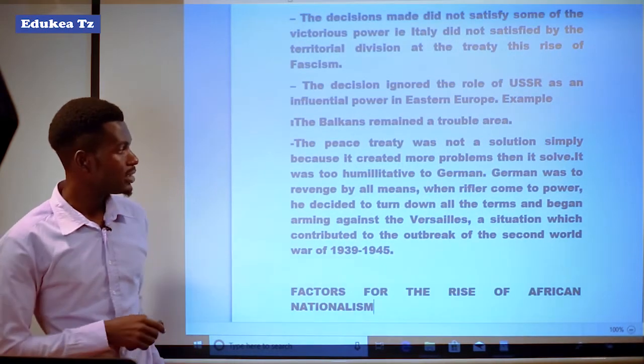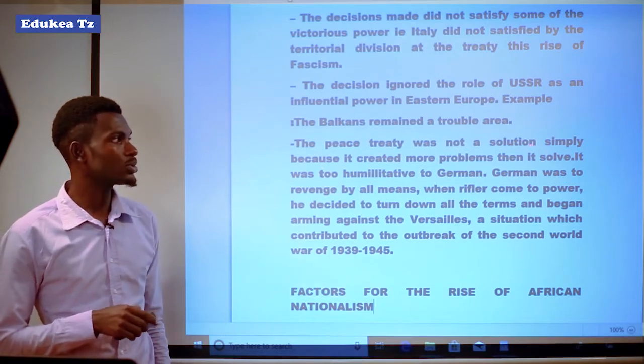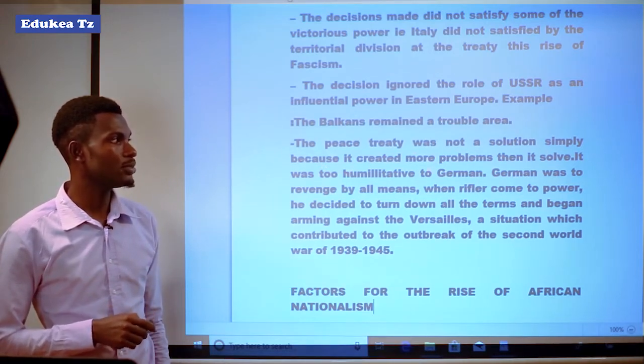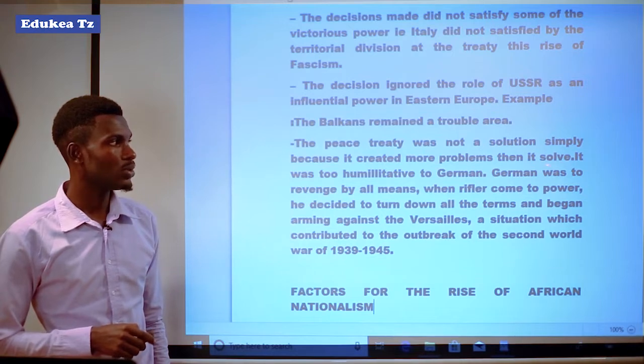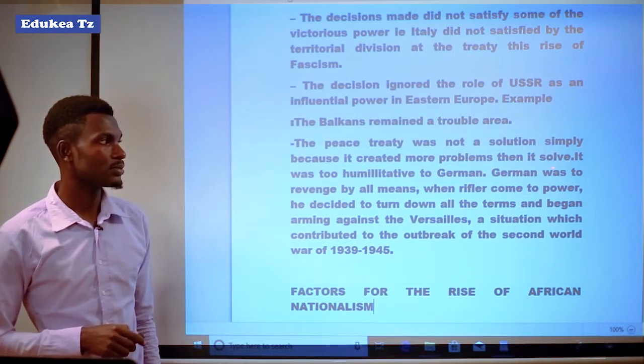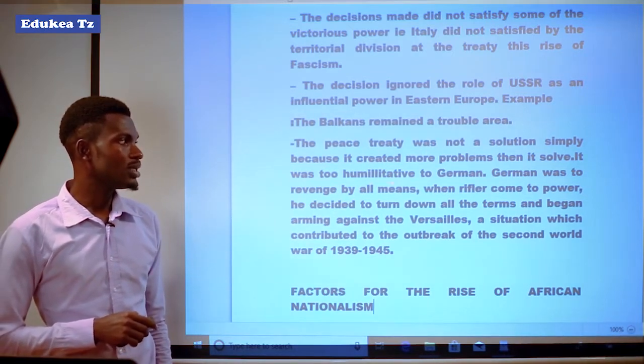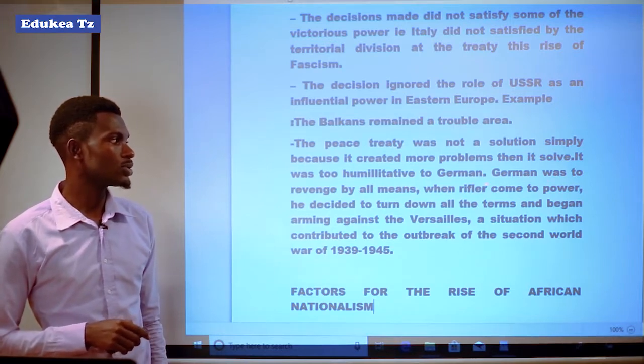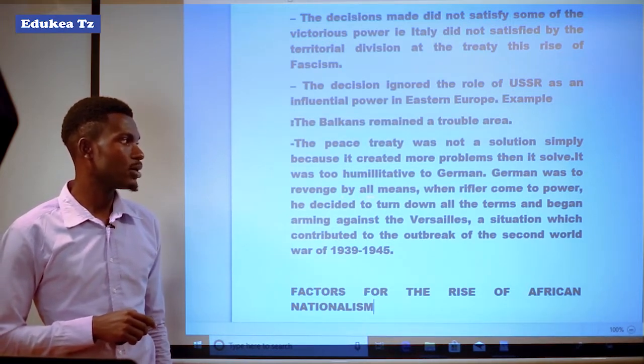But also, the peace treaty was not a solution simply because it created more problems than it solved. It was too humiliating to Germany, and Germany was determined to take revenge by all means.